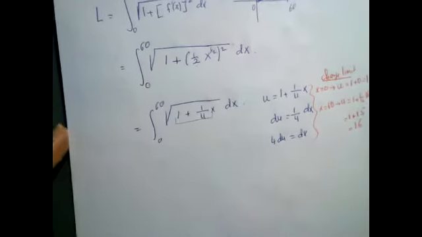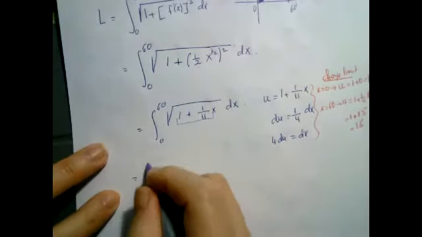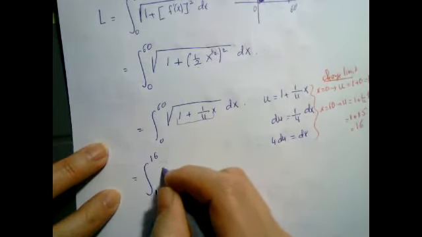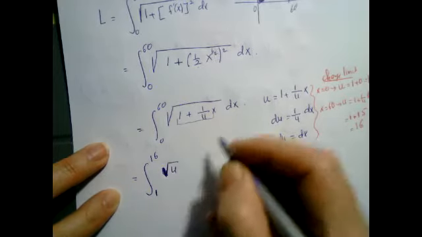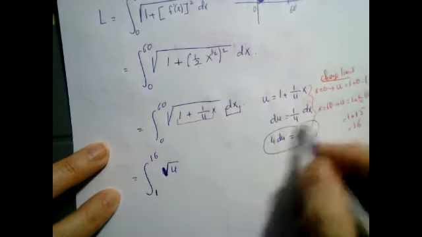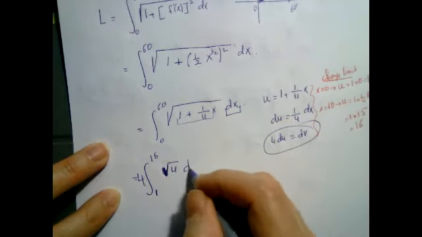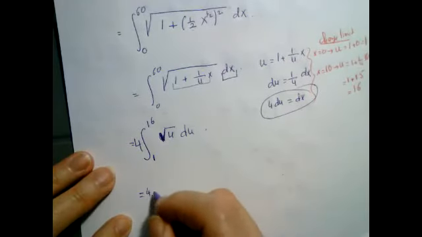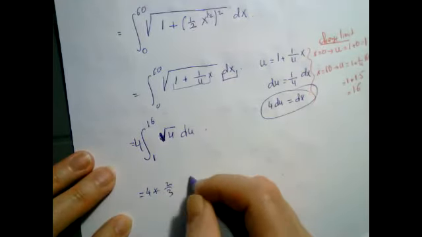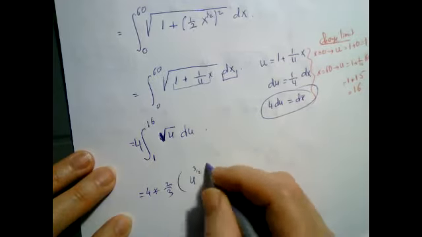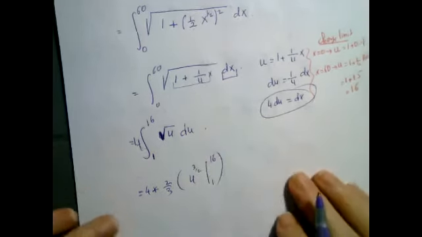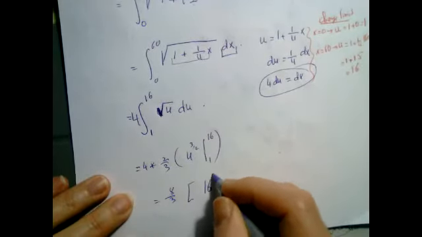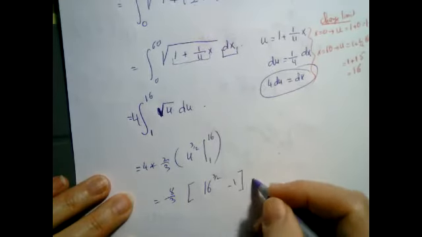So my new integral will become the following: the integral from 1 to 16 of square root of u, and the dx is 4 du. Okay, and then the rest, I think you guys should know how to do that by now. Times 2/3 u to the power 3/2 between 1 and 16. And then it's 8/3, 16 to the power 3/2 minus 1.